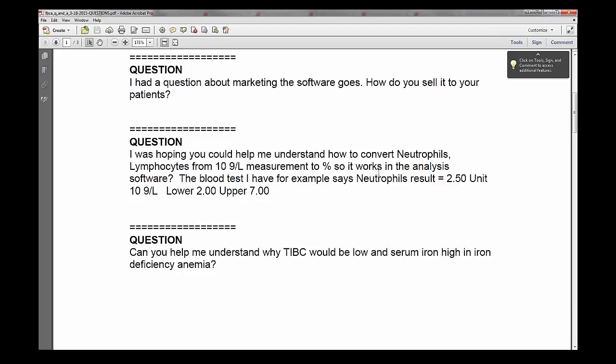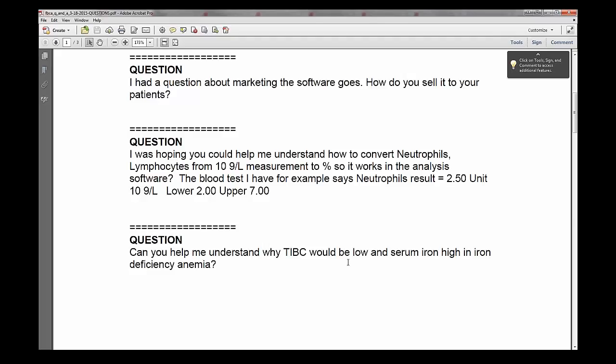What you're looking at here is the results are being reported in what we call absolute measurements. So we have the total white blood cell count, which is an absolute count. And then we have percentages saying that of that absolute count, 52% of those cells are neutrophils, 36% of them are lymphocytes, and so on. So what we have to do is a reverse calculation.